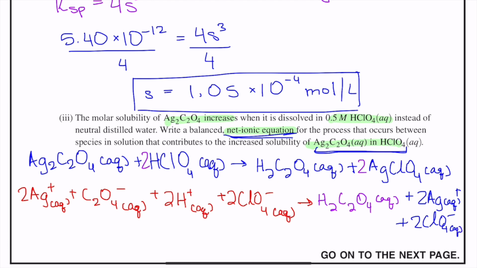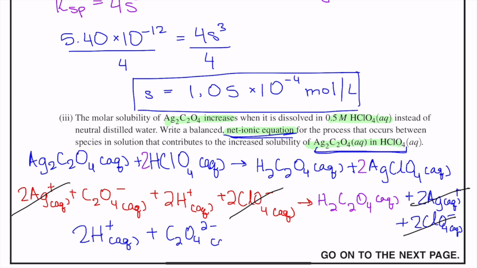So now what we're going to do is cancel out the ions that are on either side. This goes away, this goes away. So what we have remaining in the end, ultimately, is the 2H plus ions and the oxalate ion that combine to form the weak acid. And that is our final answer.